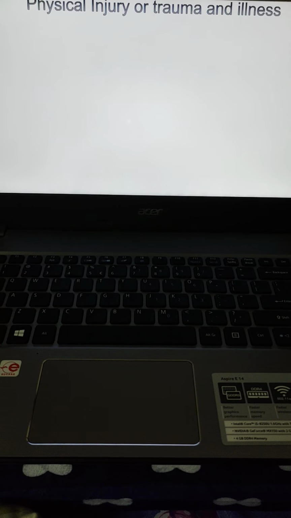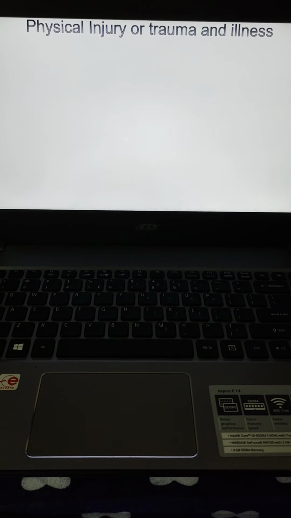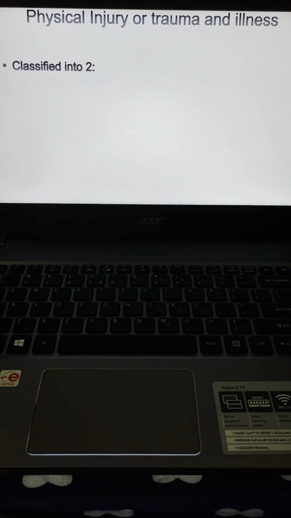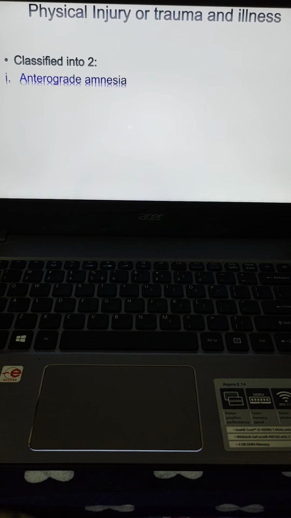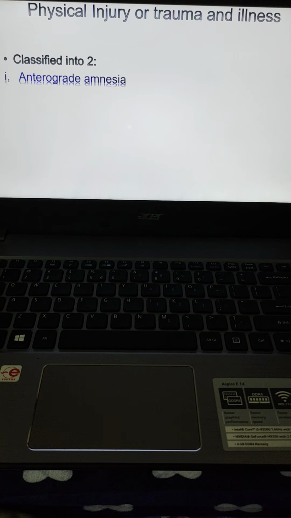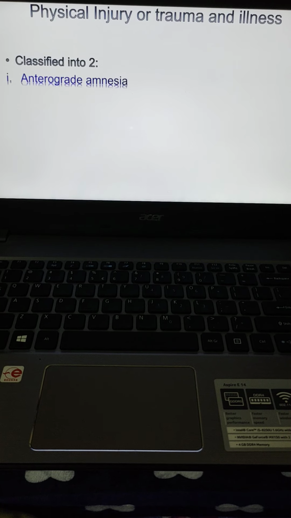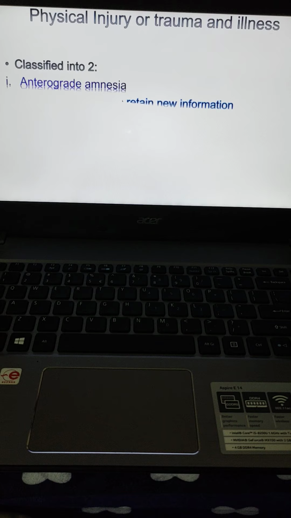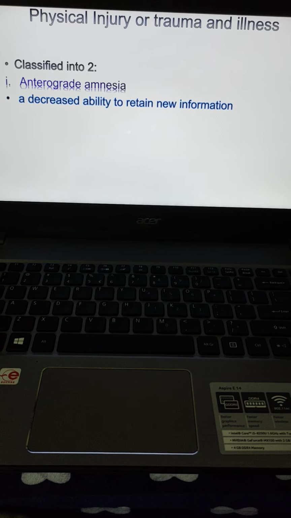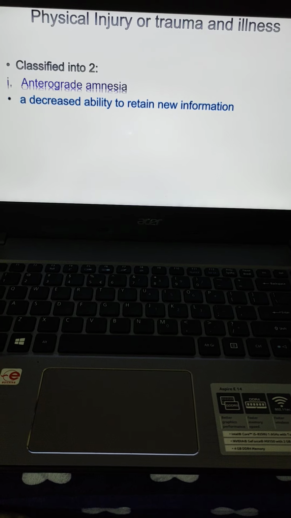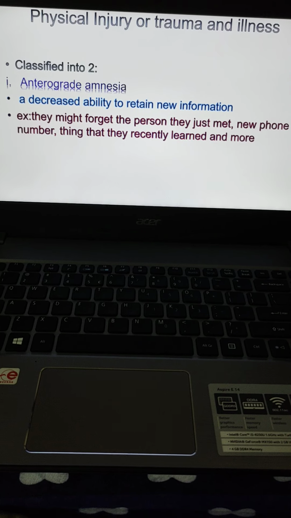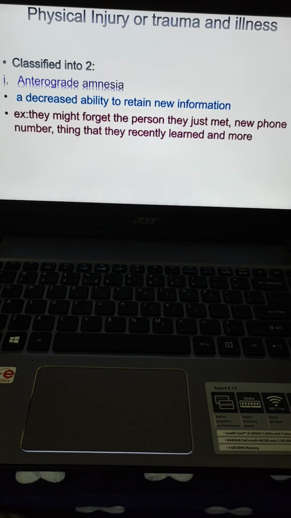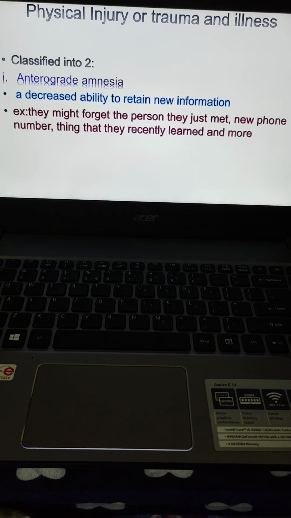The third cause will be physical injury or trauma and illness. These causes can be classified into two. One is anterograde amnesia and the second one will be retrograde amnesia. Anterograde amnesia refers to a decreased ability in retaining new information. For example, they might forget the person they just met, new phone numbers, things that they recently learned, and more.